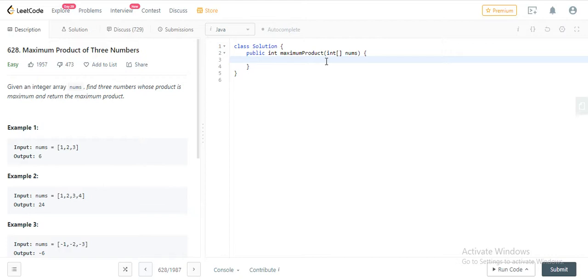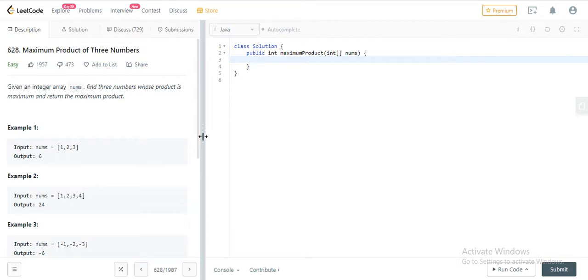So this is my very first video, and in this video I'm going to talk about a problem: maximum product of three numbers. This is basically categorized as easy on LeetCode, but when I was solving it I found it difficult. So I thought, why not share it with others.